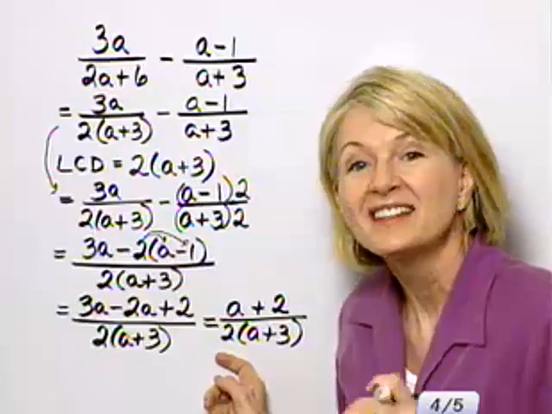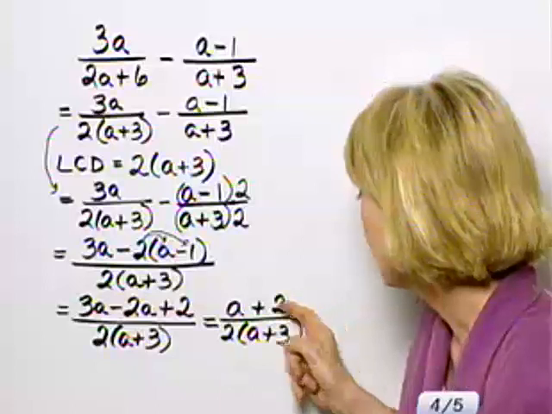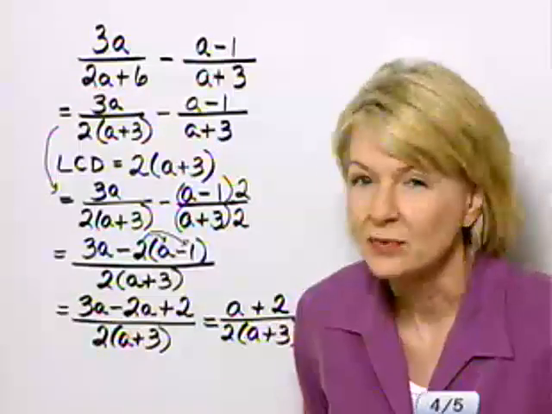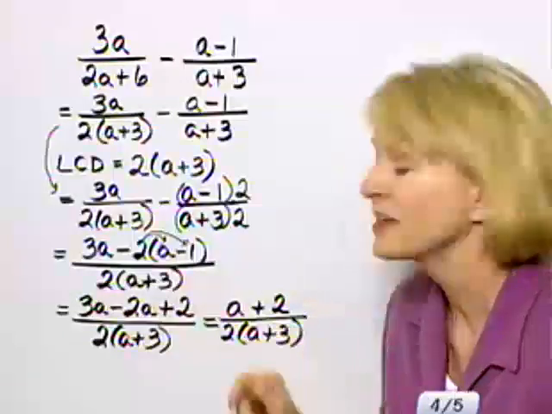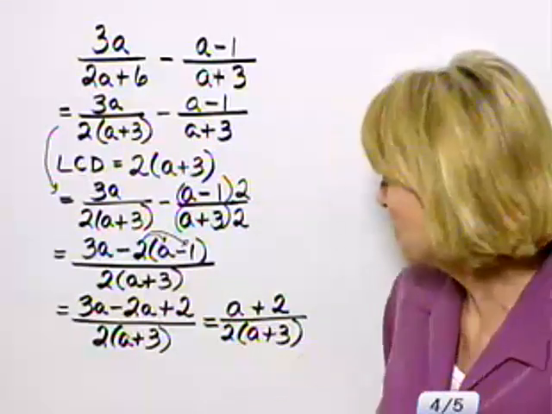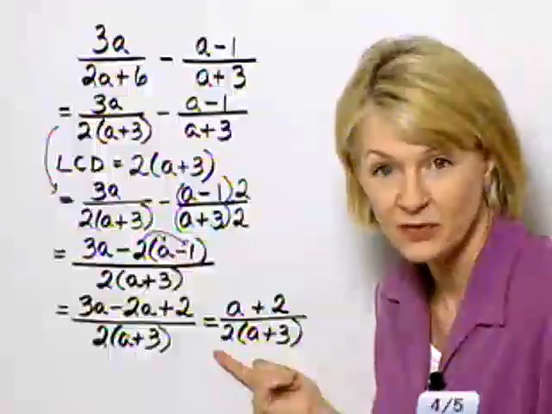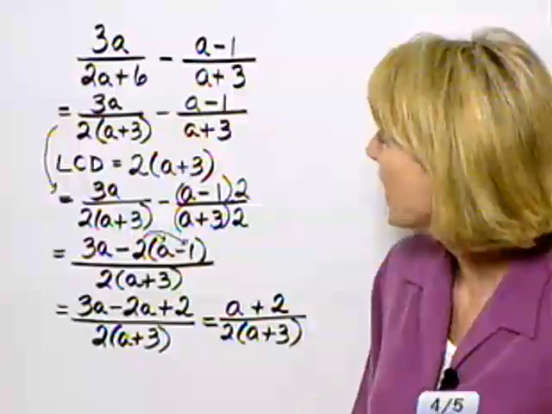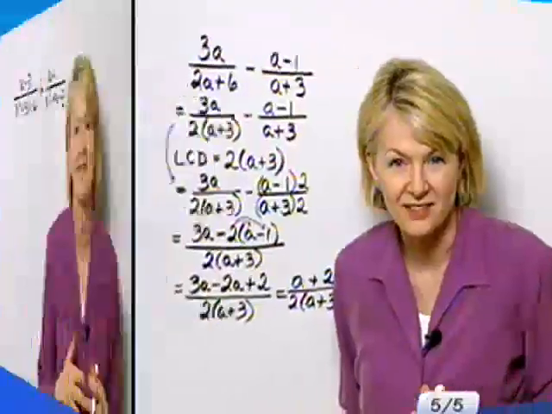Is there any simplifying that can be done here? Can I divide out these 2's? The answer is no. This is a factor, but this is part of the expression a plus 2. There is no simplifying that can be done. This is the difference in simplest form when we subtract our original two rational expressions.